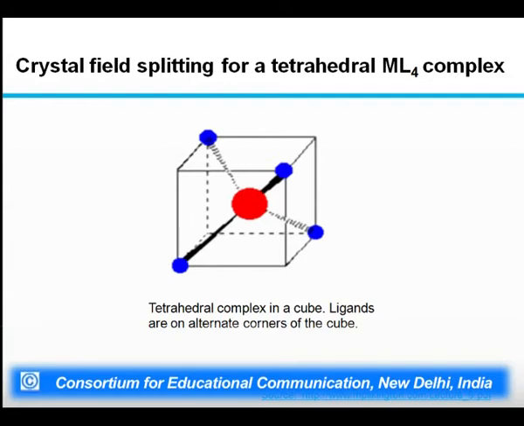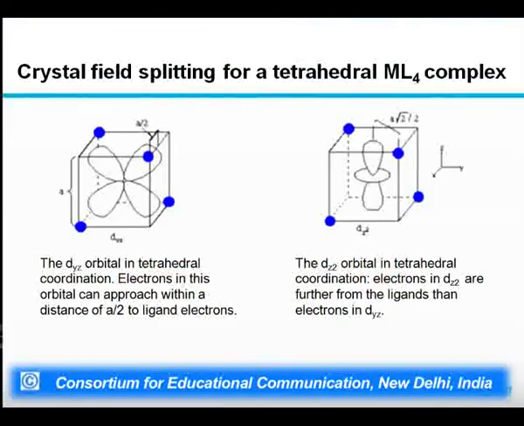Now, a tetrahedron and a cube are geometrically related. We can visualize a tetrahedron inside a cube where the metal is present at the center of the cube and the ligands are present on alternate corners of the cube. So, this slide shows a cube, and in the cube are placed the orbitals, one a non-axial orbital, the dyz, and the other the axial orbital dz square.